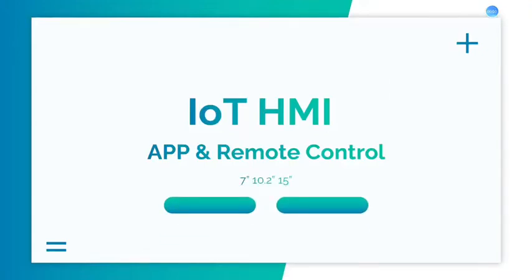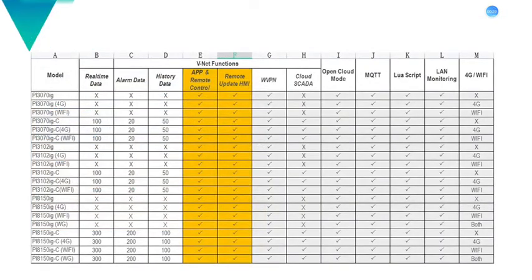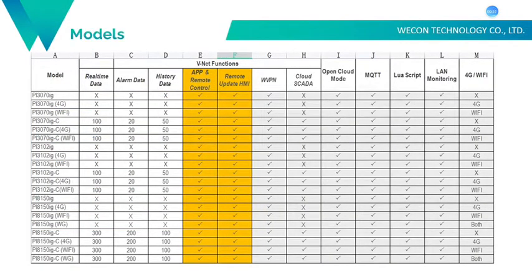Today it's my honor to introduce the Wecon IoT HMI app and the remote control functions to you. Wecon had the PI3000 with R-type, which supported remote monitoring many years ago, but it had limitations. With the development of IoT and cloud products, we have removed those limits and promoted more powerful and convenient functions in the IG series HMI. It will help you save lots of money and time.